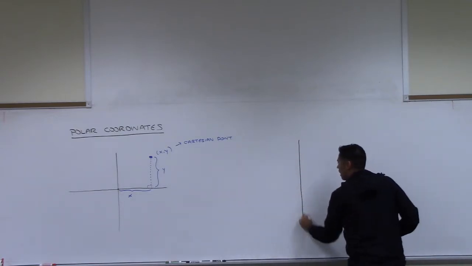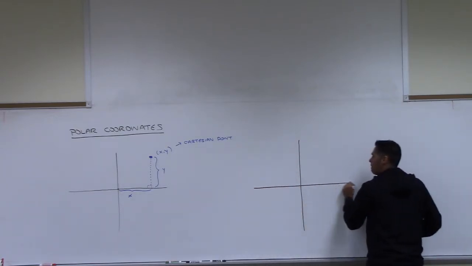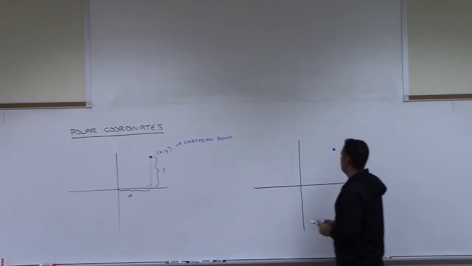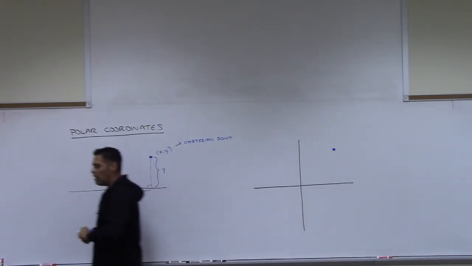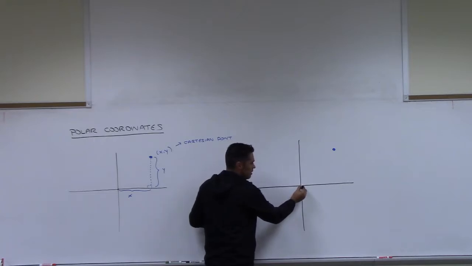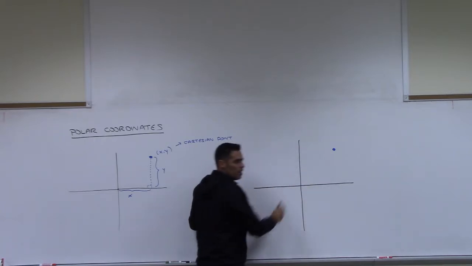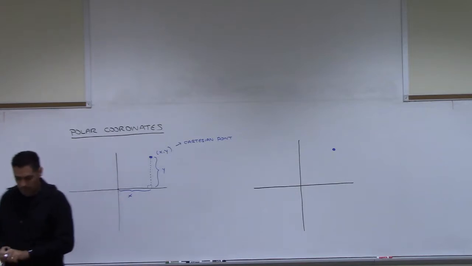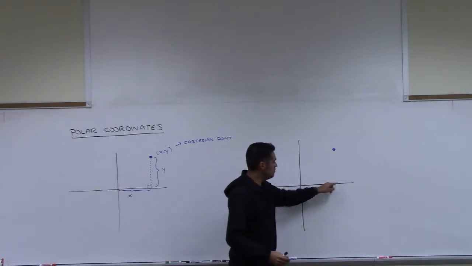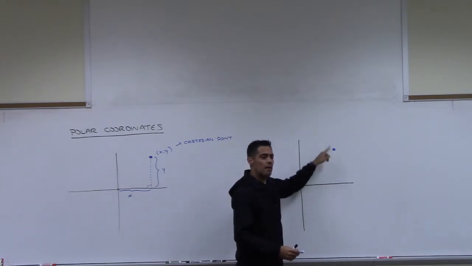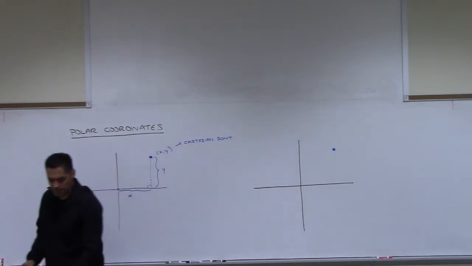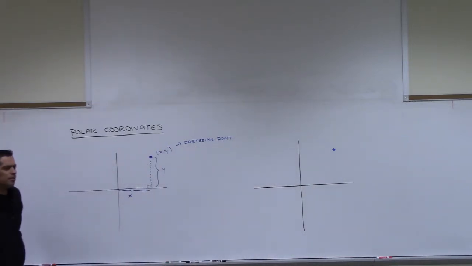So let's draw it again. Let's draw that same point. And tell me how else you could instruct somebody that's standing right here to get to that point. What's another way you could do it? Instead of giving them how far to walk out along the x-axis, left or right, or how far to walk up and down parallel to the y-axis, what else could you tell them to get them out there? Can you think of anything you could do?